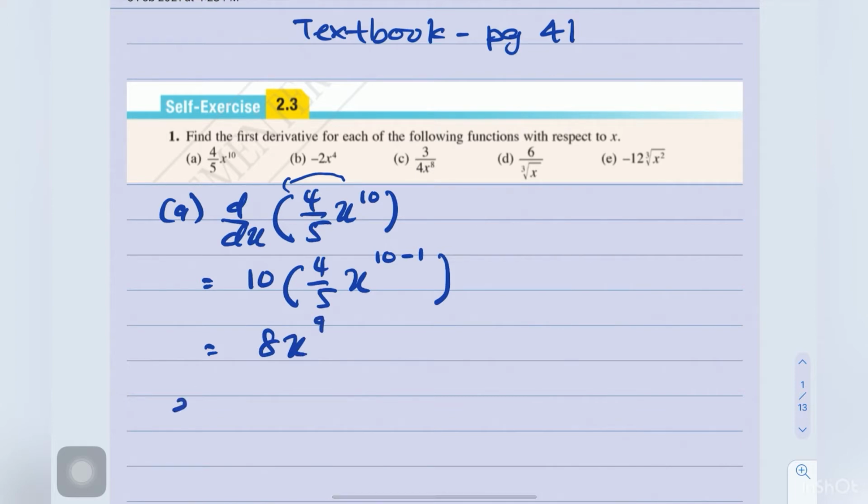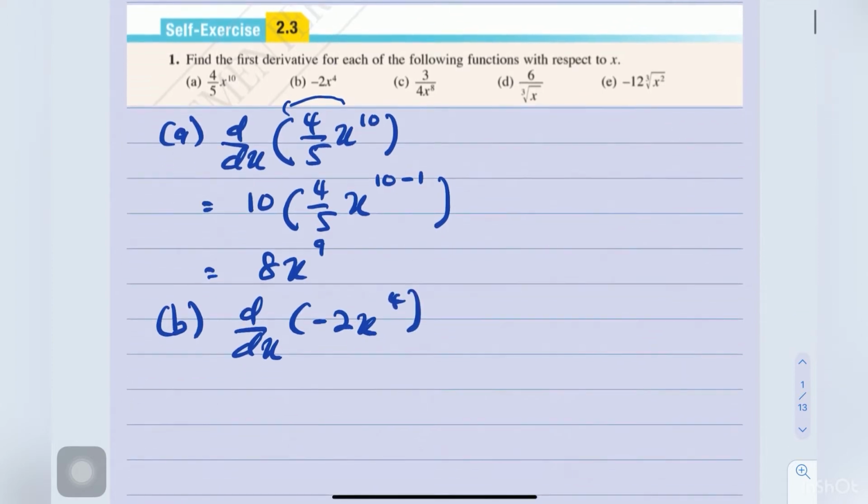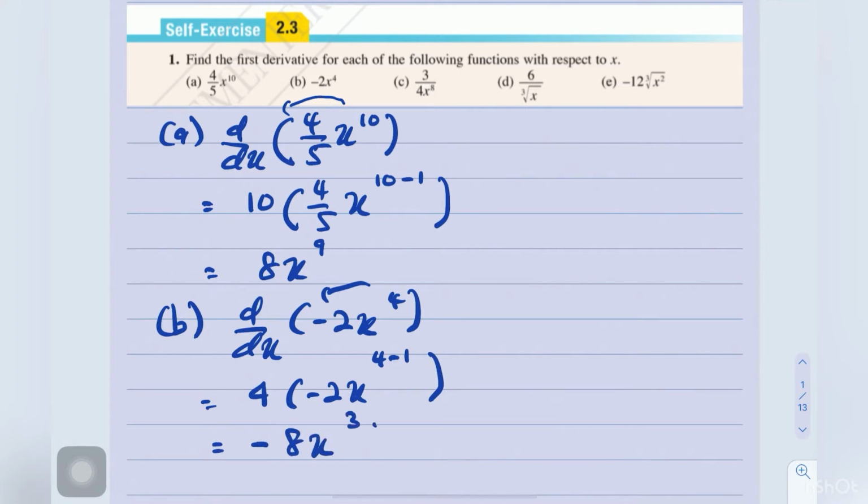Question B. Differentiate negative 2x to the power of 4. Here you just move the power in front, so you get 4 times negative 2x to the power of 4 minus 1. So the answer is negative 8x to the power of 3.